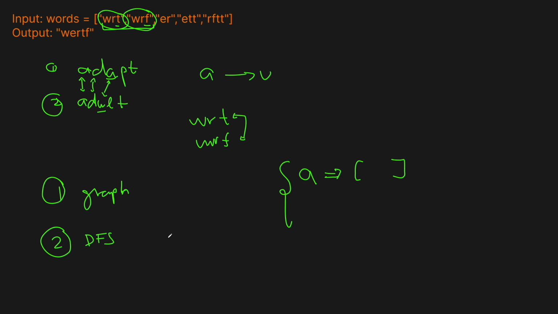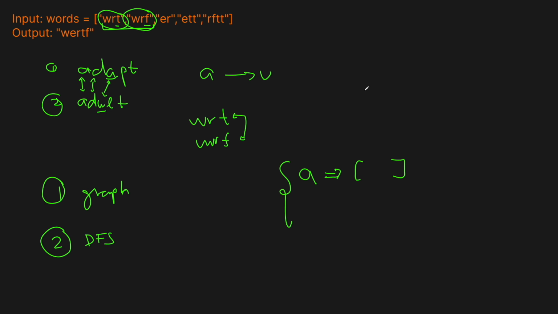If you don't know what that is, I have some videos on topological sort on my channel. Look for Course Schedule 1 or Course Schedule 2. They explain how to do this really easily. And what this DFS is going to allow us to do, once we have the graph, is traverse starting from each word, and build our result.